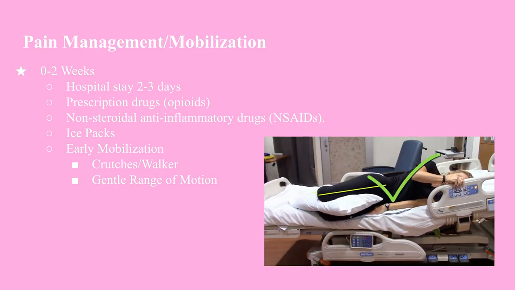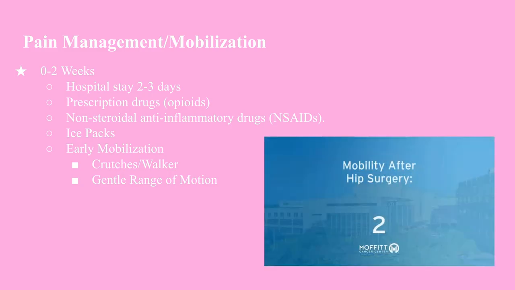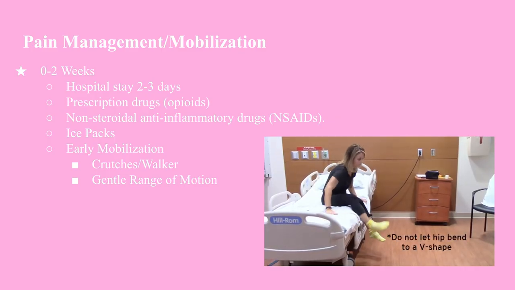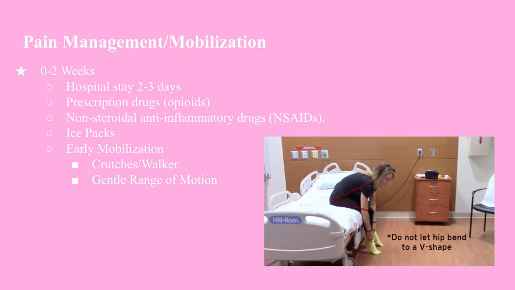And then early mobilization like crutches and a walker and gentle range of motion, which the nurses at the hospital will help you with and give you a plan for. You definitely want to make sure you have the right form for everything and avoid dislocation or re-injury.